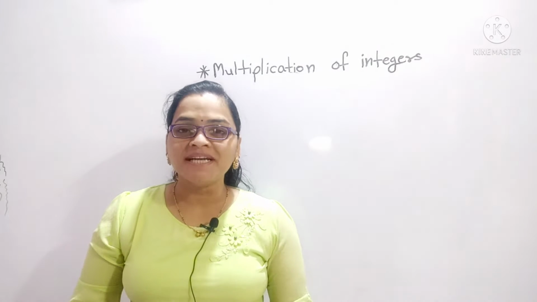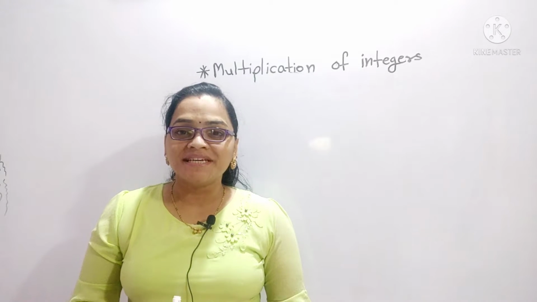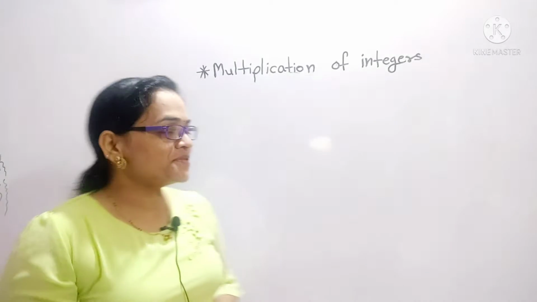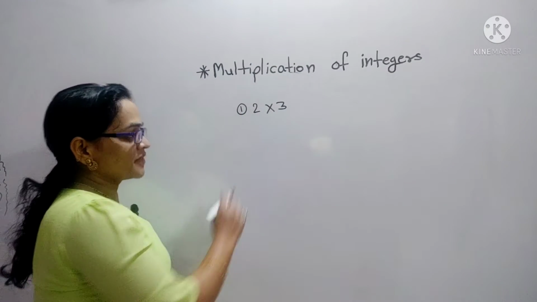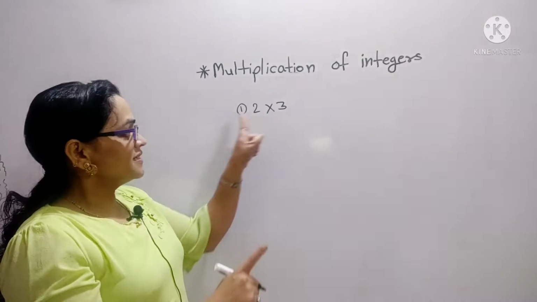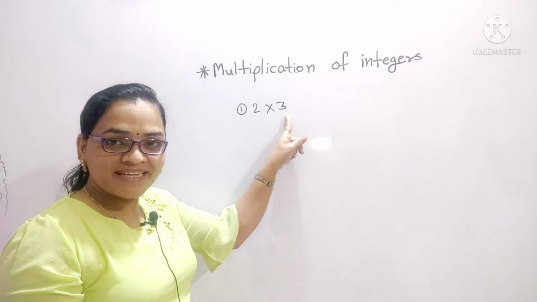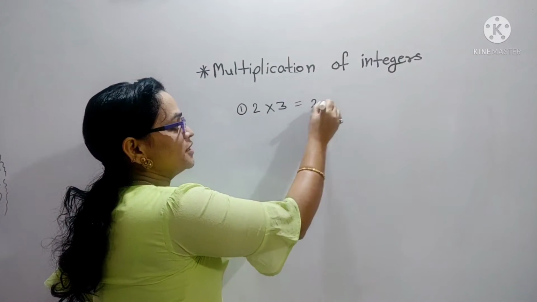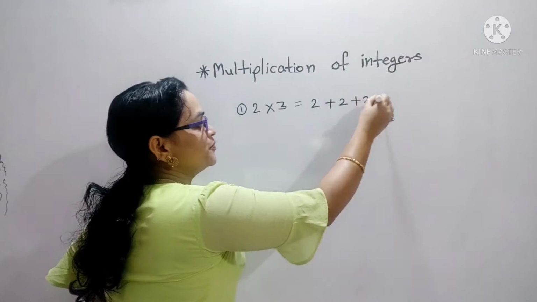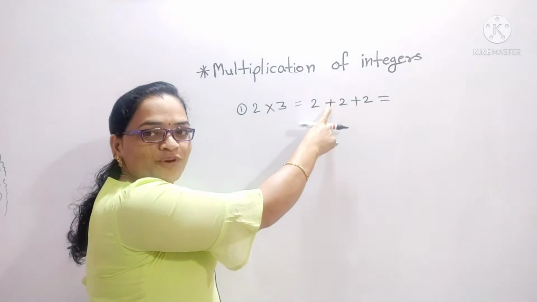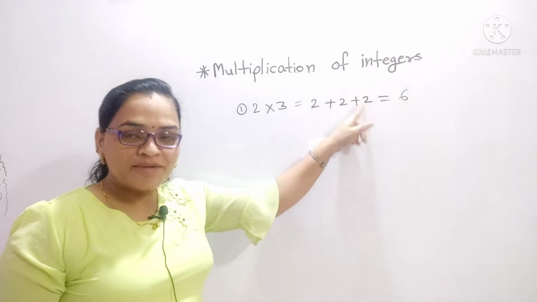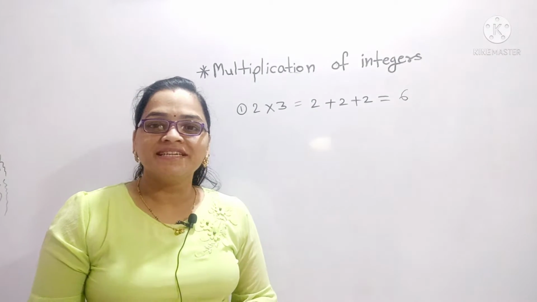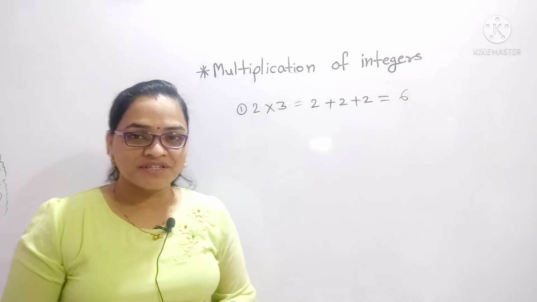See, multiplication of integers. We know that multiplication is repeated addition. Means what? First example, see, 2 into 3. 2 into 3 means 2 has to be added 3 times. Means 2 plus 2 plus 2. 2 plus 2, 4. 4 plus 2, 6. And 2 3s are 6. Means multiplication is nothing but a repeated addition.